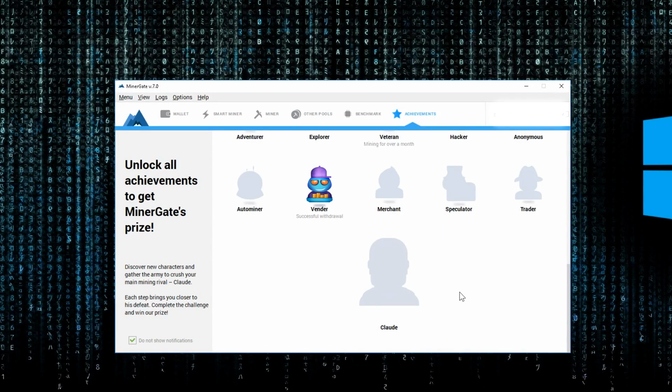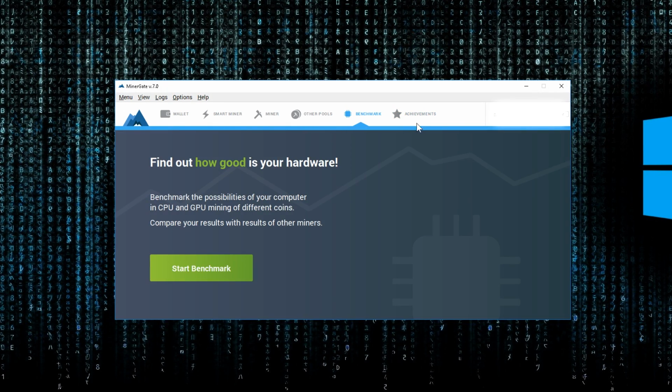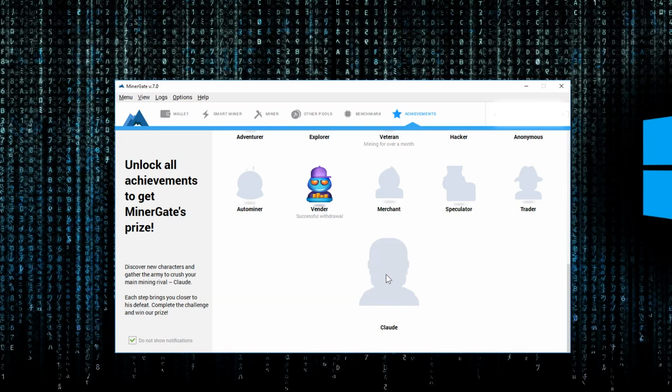Achievements, hey, you can get some badges here. And I have not found cloud. If somebody has found cloud, put it in the comment section. Is there anybody out there who has found cloud? And what the hell is the prize that you get?